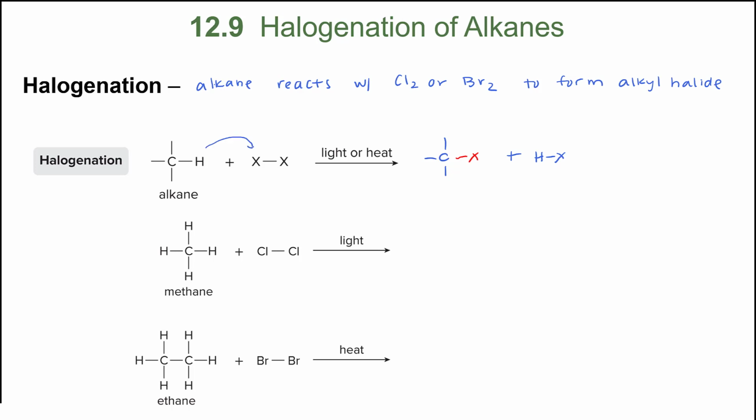So you can think of them as swapping places. If you have methane, this is just going to swap places here. And these aren't the arrows that we're actually using. It's just so you can kind of get an idea of what's happening. So I'll get CH3Cl plus HCl here. And then with ethane, I add bromine. And the Br will take the place of one of the hydrogens. And we get HBr. So this is the alkyl halide.